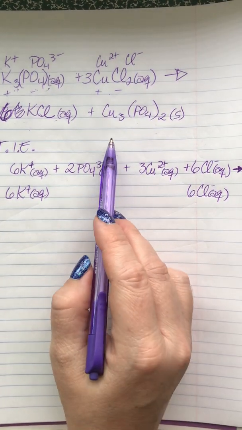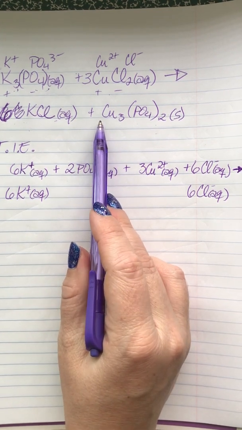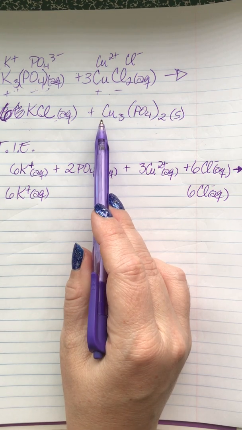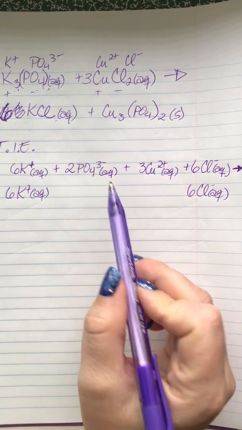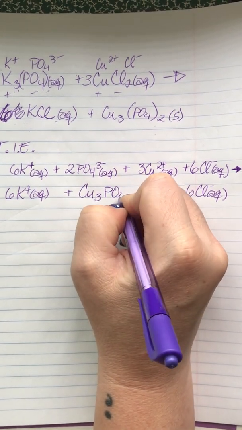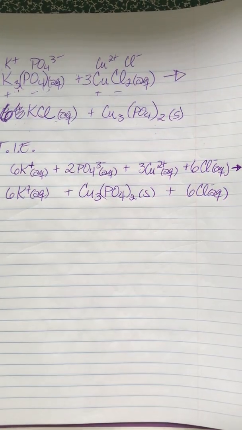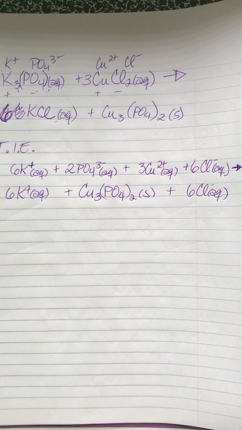Do we break up solids? No. Trick question. So we never break up solids, liquids, or gases, right? Only things that are aqueous. Right? So we keep copper phosphate as a solid. Any questions about how we got what we got there?